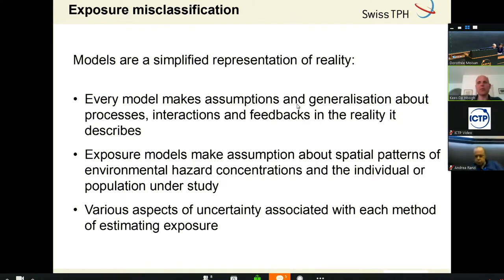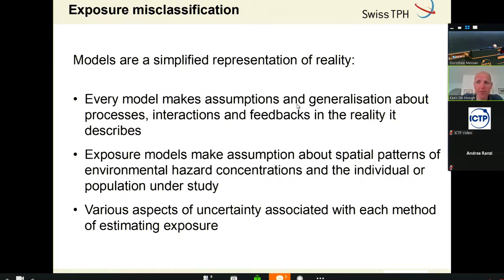And also something we need to keep in mind is exposure misclassification, because models really are a simplified representation of reality. Every time we apply a model, we generalize about the processes, the interactions and the feedbacks, but the reality might of course be slightly different. So we always have to keep in mind that it's not reality. It's something we represent by assumptions and generalizations.